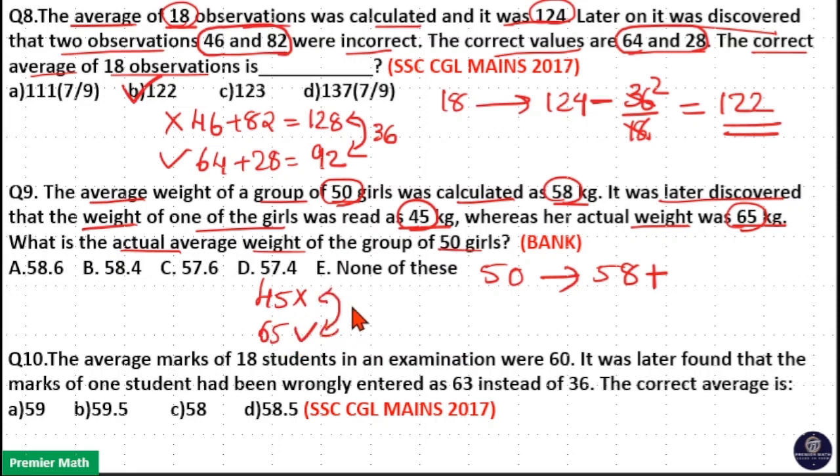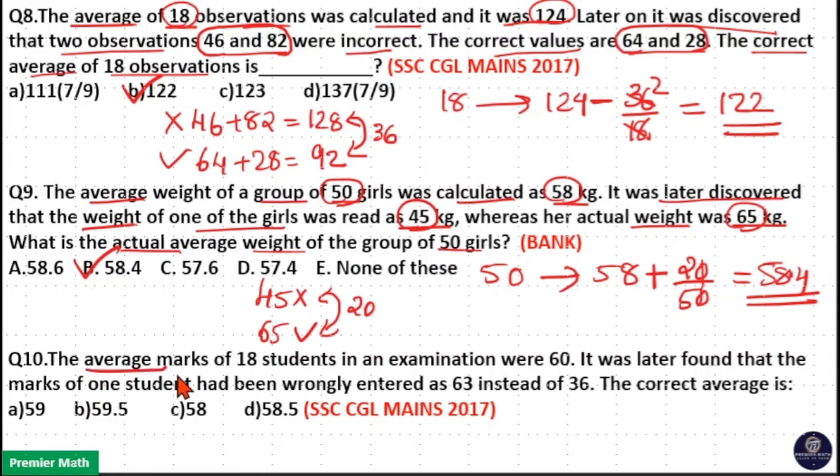Here the difference in reading is equal to 20. Now you should add this, but you should equally distribute this 20 to these 50 people. So 20 by 50, which is equal to 2 by 5, is 0.4. So 58 plus 0.4 is equal to 58.4. So option B is your answer.